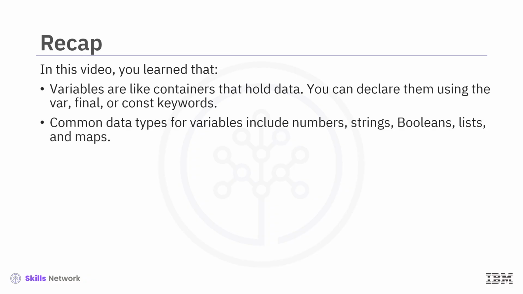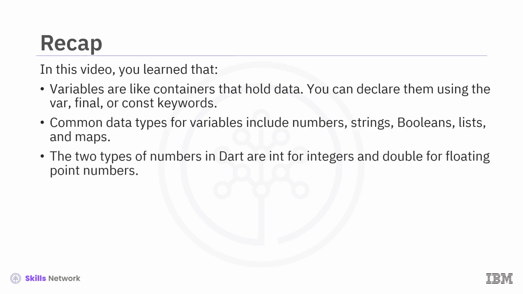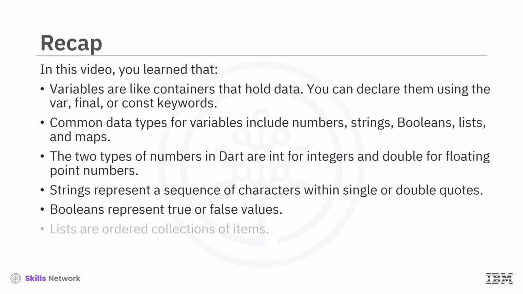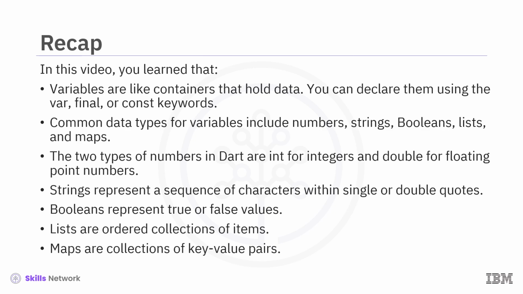Common data types for variables include numbers, strings, booleans, lists, and maps. The two types of numbers in Dart are int for integers and double for floating point numbers. Strings represent a sequence of characters within single or double quotes. Booleans represent true or false values. Lists are ordered collections of items. Maps are collections of key-value pairs.